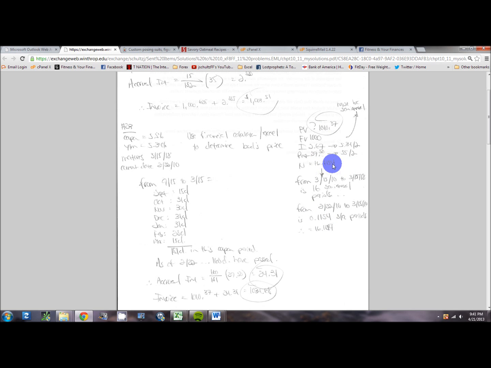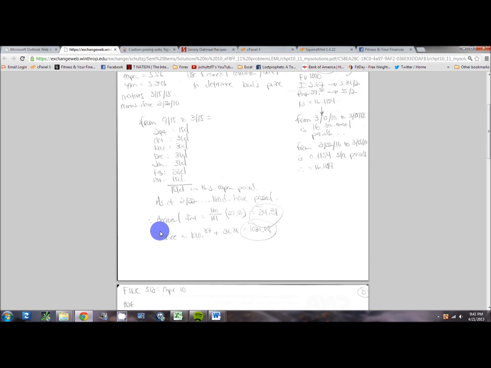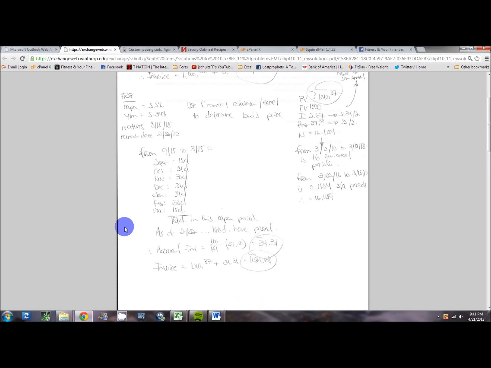So I will definitely make that change in an email. But basically, you take this number you found. This is your flat price. Then you add your flat price down here with your accrued interest. That gives you your invoice price. And so that is how you solve number 23, a pretty lengthy problem, but very helpful in terms of learning accrued interest and some more bond valuation techniques.